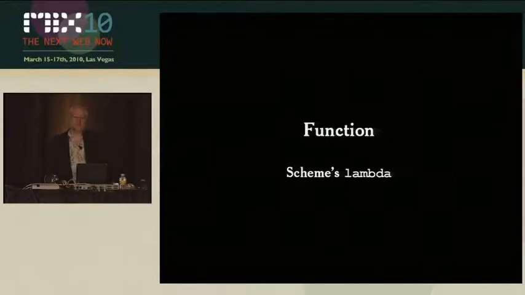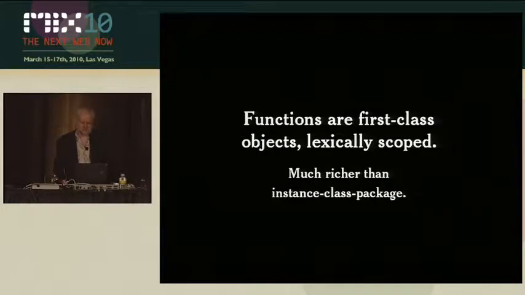And here's the best part. We've got functions. The way we have functions is based on Scheme's lambda, which is wonderful, where a nested function enjoys the context of the function that it's contained within. This has endless opportunities for doing really expressive things. So functions are first-class objects, lexically scoped.